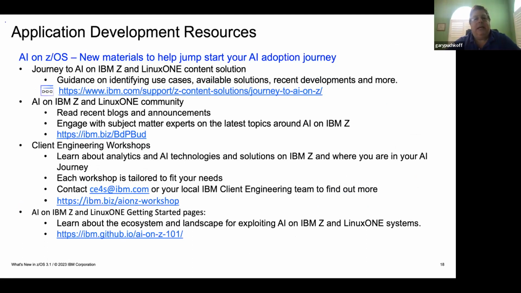The first big area is AI on zOS. We have new materials around jumpstarting your journey to AI. We have a community that has blogs and announcements and things in it that's listed. We have client engineering workshops where we can come to your site, or you can come to ours, and go through a discussion of how you could take advantage of AI for your business applications. And there's also the Z and Linux One getting started pages that are there.